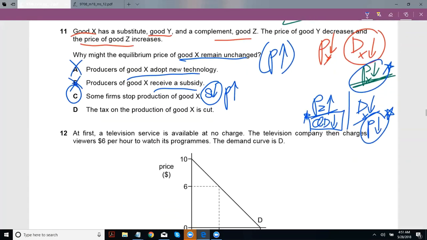D, the tax on the production of good X is cut, which means cost of production is going down, which means supply is increasing, which means price is going down, and that's not what we want.